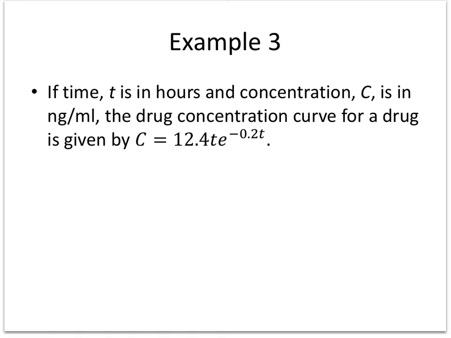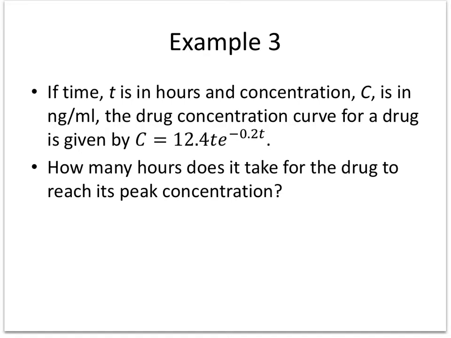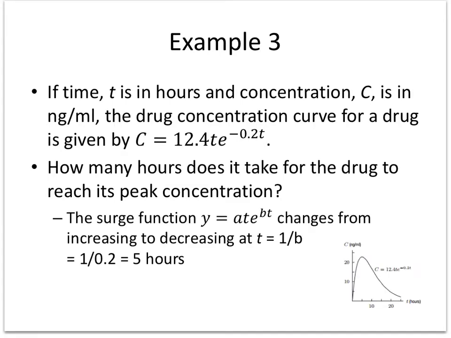If time T is in hours and concentration C is in nanograms per milliliter, the drug concentration curve is given by this. This is a different one, example 3. How many hours does it take for the drug to reach its peak concentration? Peak. 0. No, not that. 1 over B. 1 over 12.